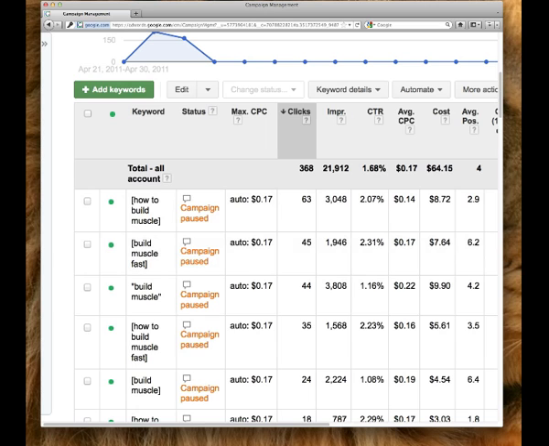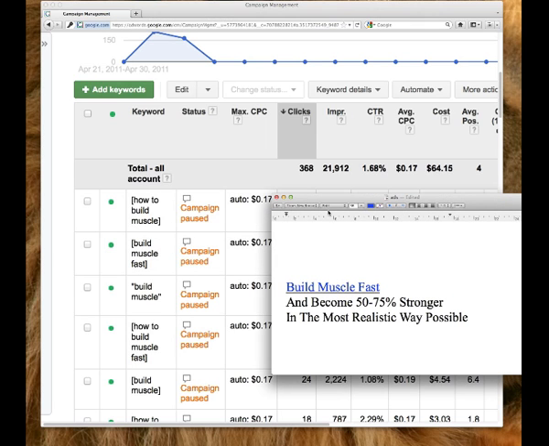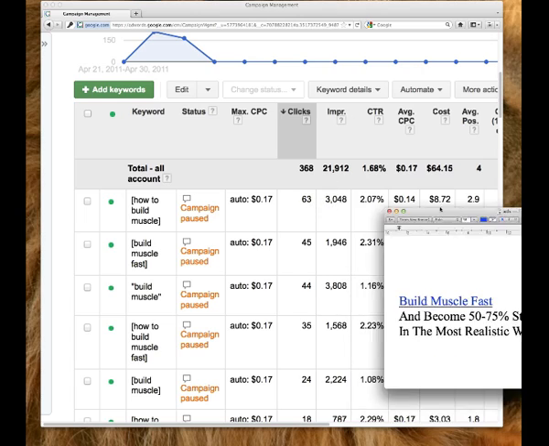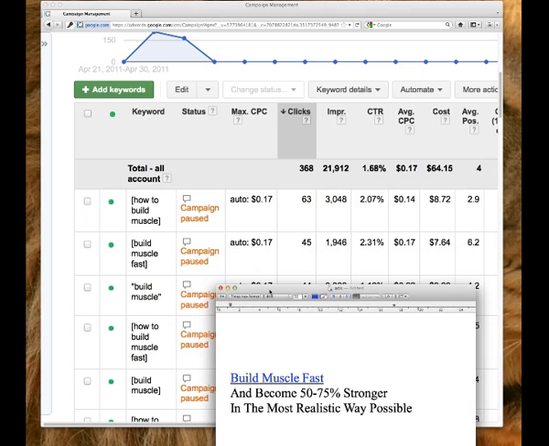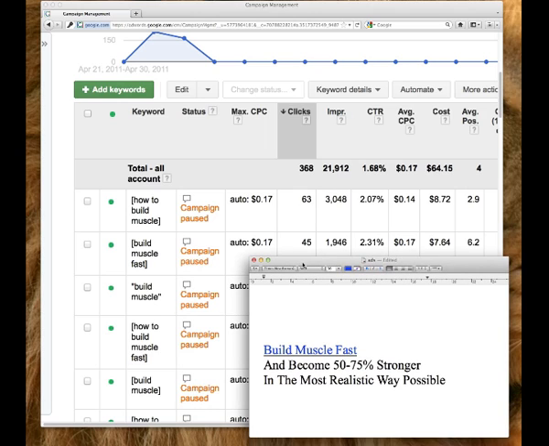Now let's look at our ads. So this is the ad that's currently running for these keywords. I'm going to use a text file here so that it's big and you can see it easier. Now you can see here in the headline, or the clickable headline, it has build muscle fast. That's not the top performing keyword. That's the second highest performing keyword, build muscle fast.